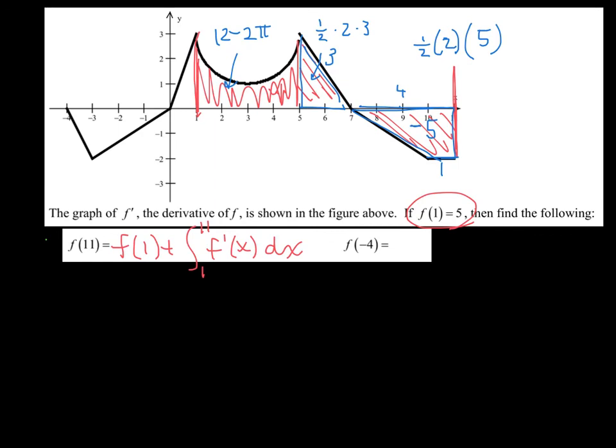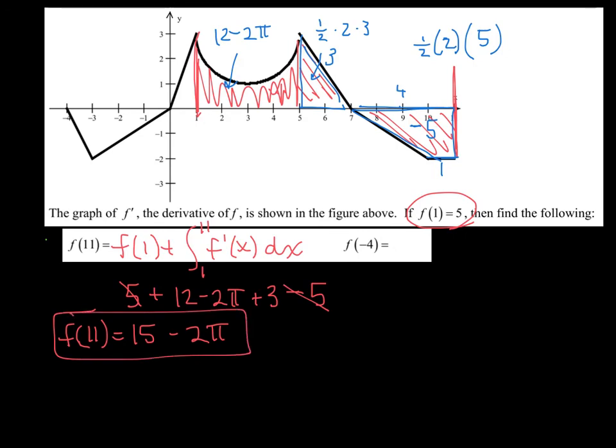All right, so now that I have all those pieces, I should be able to answer this question really quickly. f of 1 I know is 5, and then plus the integral from 1 to 11, we're just going to add up all these pieces. So we have 12 minus 2 pi plus the triangle, which was 3, minus, because it dipped below the x-axis, the trapezoid of 5. Now 5 and 5 go away, and so we end up with 15 minus 2 pi as the answer for f of 11.